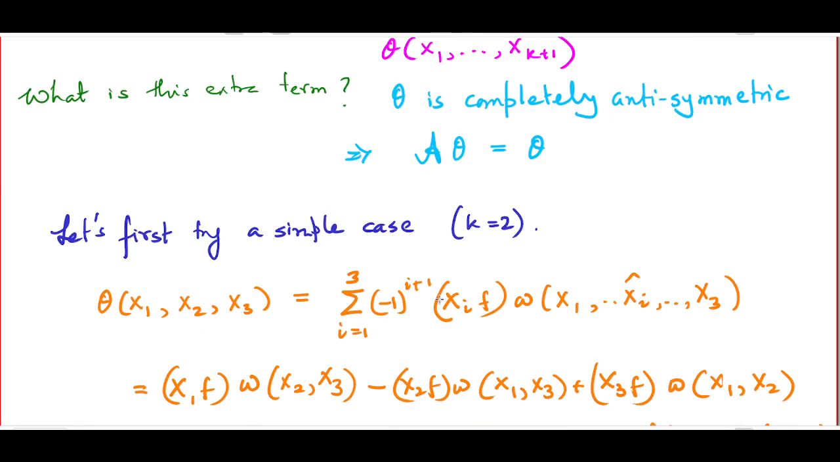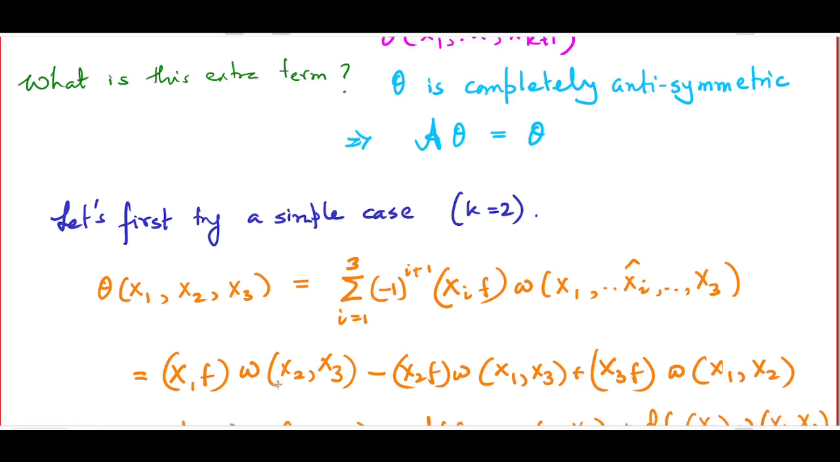You will get x1 acting on f times omega of x2, x3, where x1 gets dropped, minus x2 acting on f times omega acting on x1, x3, plus x3 acting on f times omega of x1, x2. The plus minus plus signs are simply the alternating sign here, and in each case you started with the argument list x1, x2, x3 and dropped x1, x2 and x3 in succession. So this is what you have.